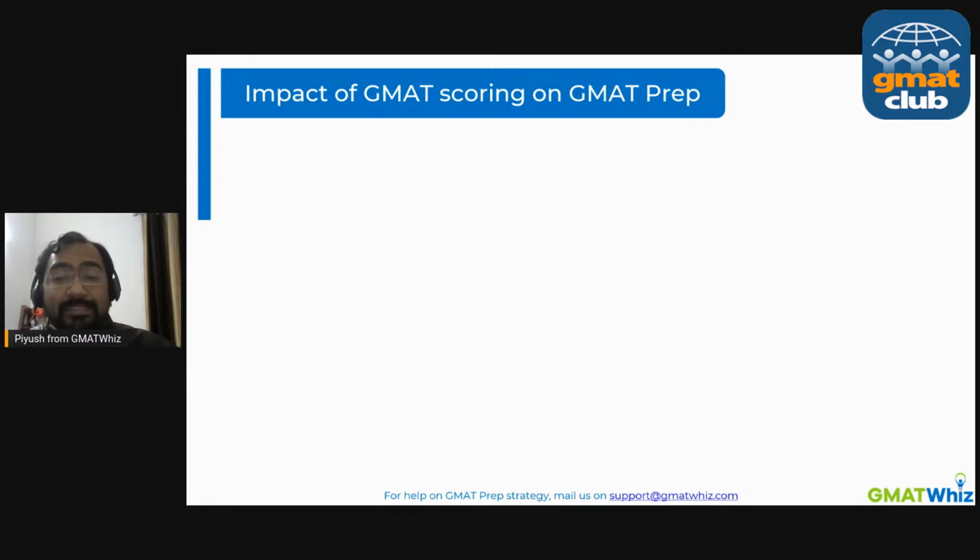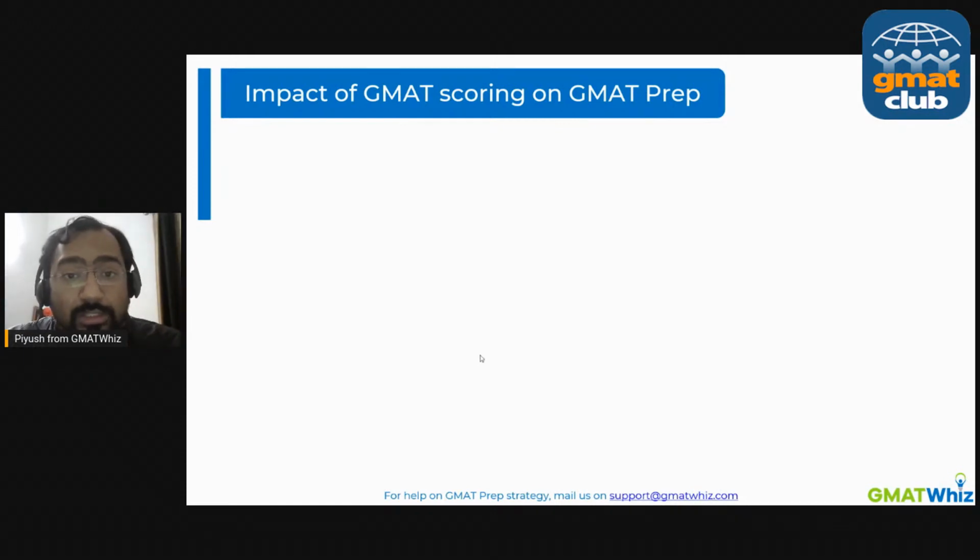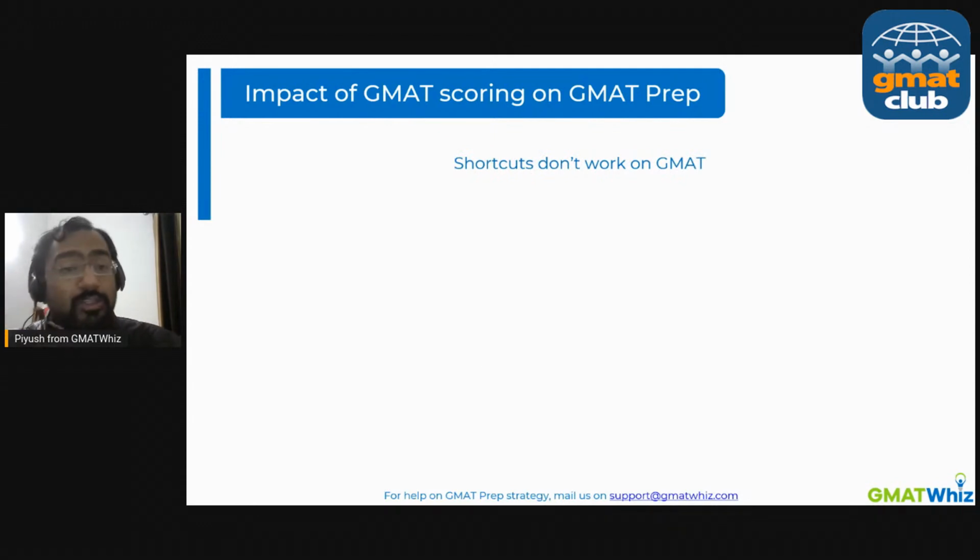Because what happens generally is when people start preparing for the GMAT, just like any other competitive test that they have prepared for, they start focusing on shortcuts. I do remember my CAT days. When I was preparing for CAT, I learned so many different shortcuts. In fact, there were many cases in which I created shortcuts of my own, which no one else taught me. I created shortcuts for specific cases, that in this case, this will work, in that case, that will work.